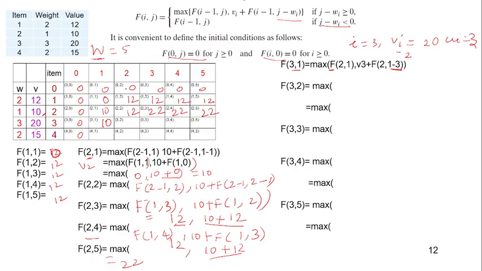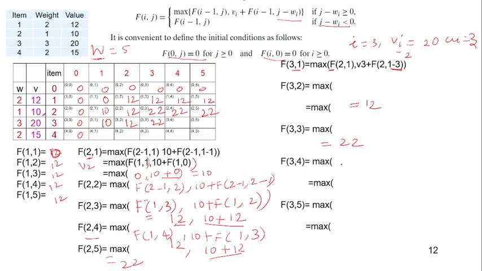So here also the weight is 2 and the weight is 3. When you subtract 2 minus 3, you will get a negative value. So take the previous value, 12. And the next one you will also get 22. For 3 comma 4 I will calculate. So f of 3 comma 2 is 12 and f of 3 comma 3 is 22.